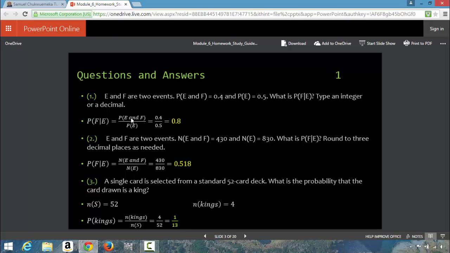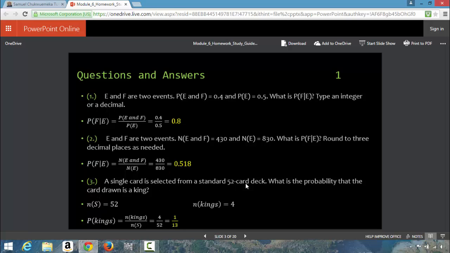The formula can also be written as the cardinality of E and F divided by the cardinality of E. So you can also have the formula this way: 430 divided by 830, and that gives you 0.518.